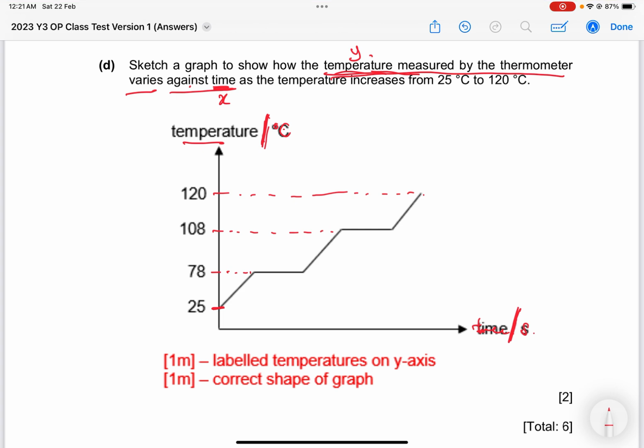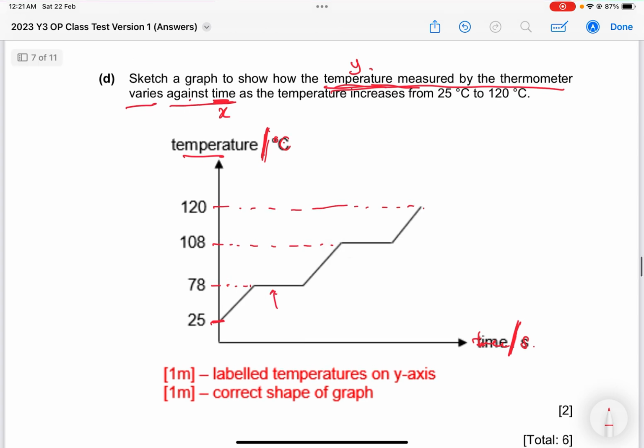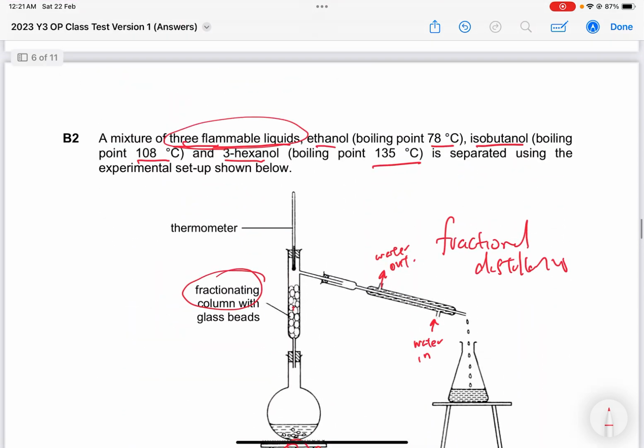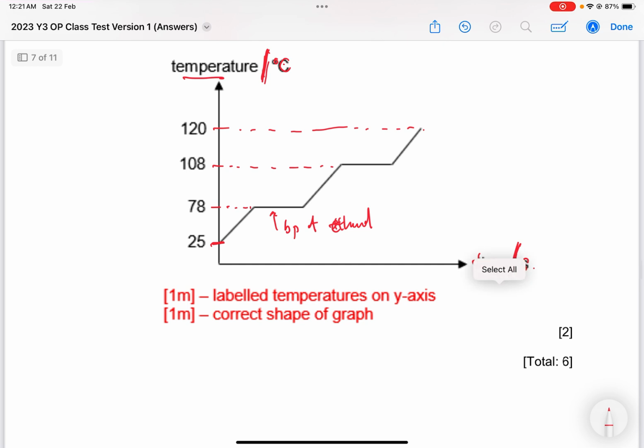Okay? Next one, because I want 25 to 120, so it's 25 here and then 120 there. So why is there 78 and 108? Because this is the boiling point of ethanol. Okay, so the temperature remains constant because ethanol is distilling out. 108 belongs to the isobutanol. So once all the ethanol is gone, the temperature increases until it reaches the boiling point of the isobutanol. Okay, then once all the isobutanol has been distilled, the temperature will continue to go up again.